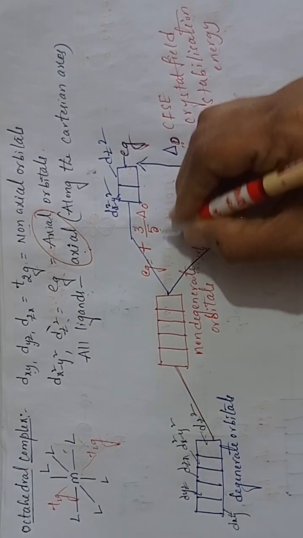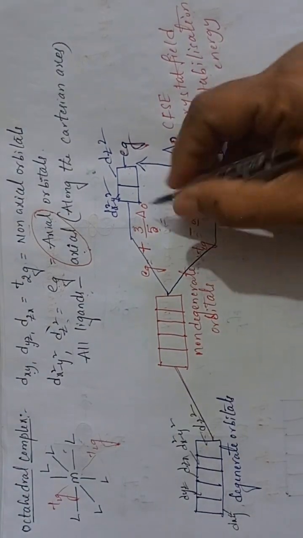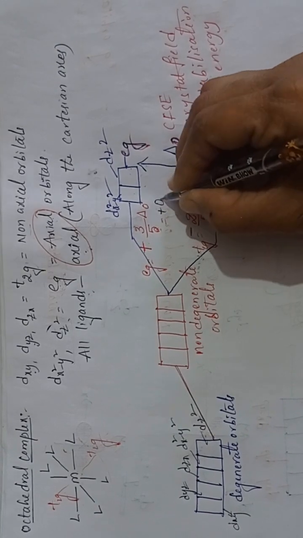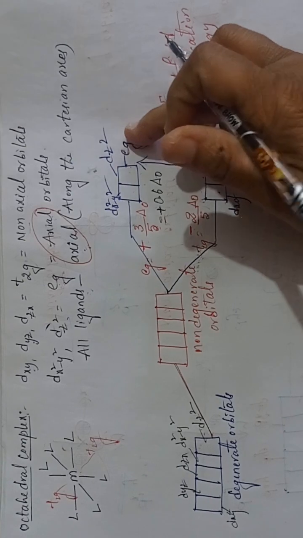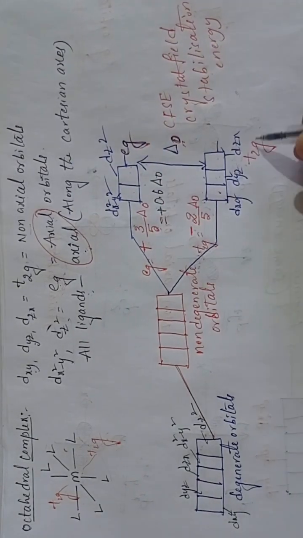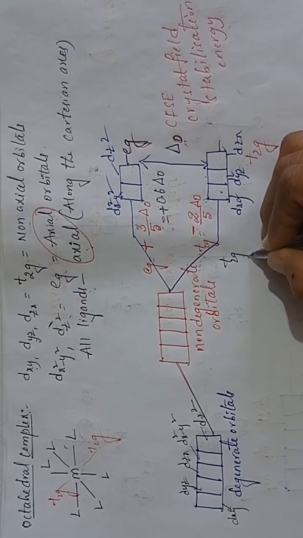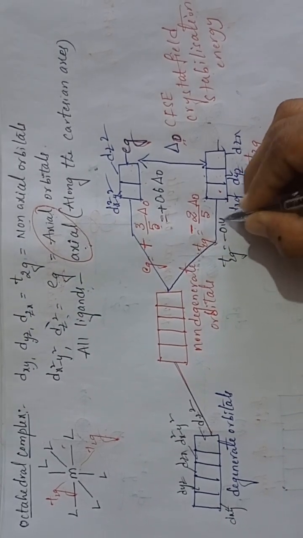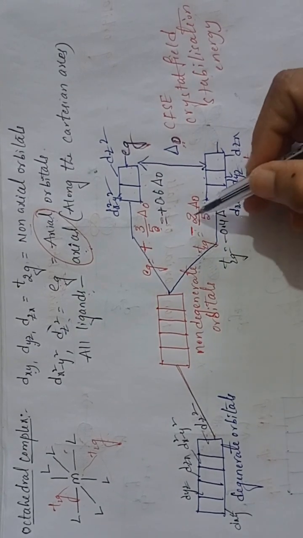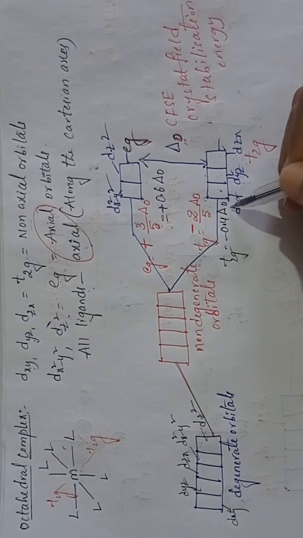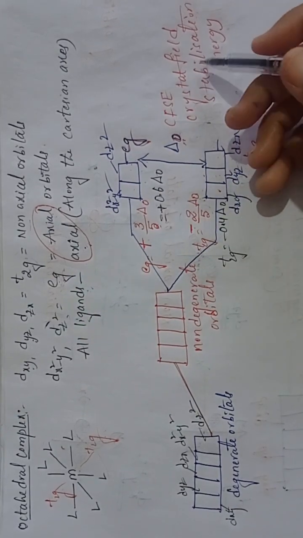What is the answer? Plus 3 by 5 is nothing but plus 0.6 into delta naught. This is the energy of eg orbitals. What is the energy of t2g? Minus 2 by 5 is nothing but minus 0.4 into delta naught. Are you clear? 2 by 5 is 0.4 into delta naught. So this value has to be multiplied with delta naught.